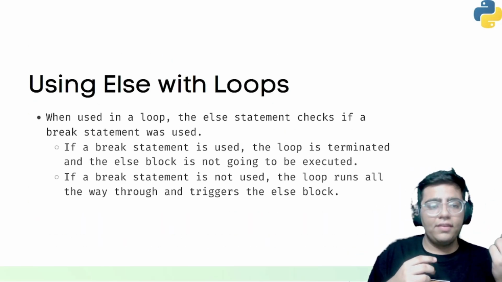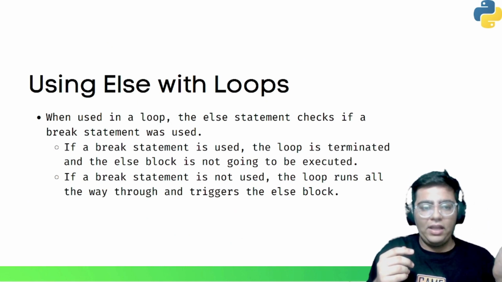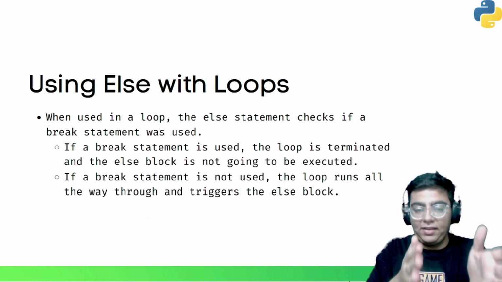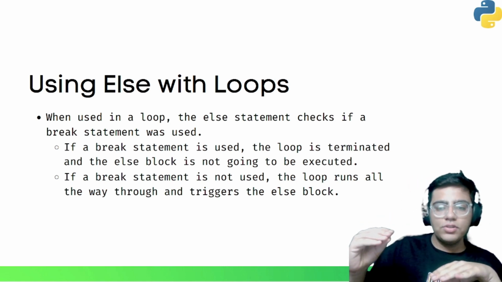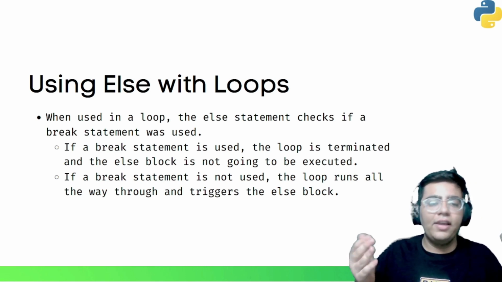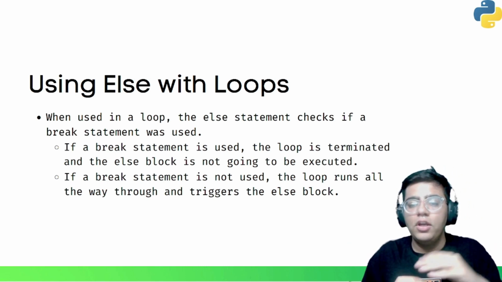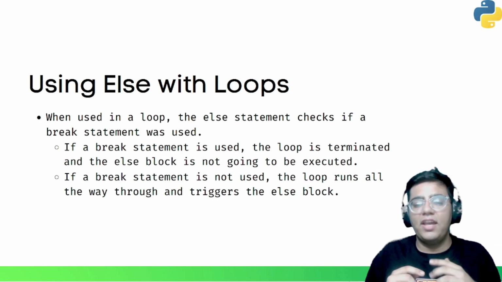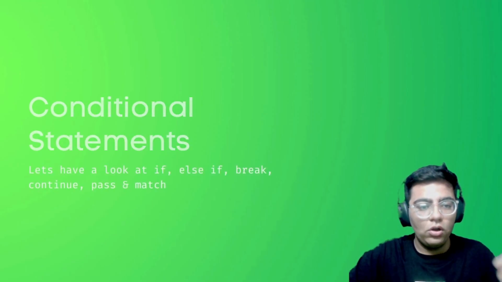There's one other thing, which is using else with loops. Python allows you to do that. If the break statement is used, then the loop gets terminated and the else block doesn't get executed. However, if the break statement does not get used, the loop runs all the way and triggers the else block as well. So let's head on over to Colab and test all of these things.